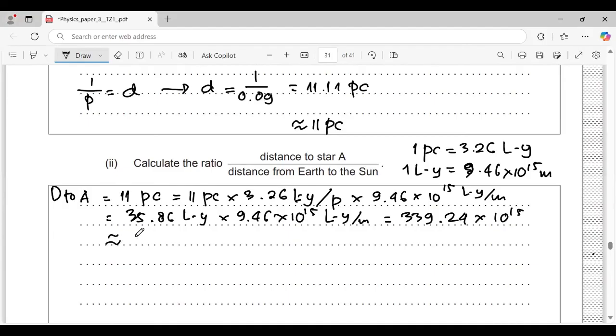And in significant figures, 3.4 × 10^17 meters. This is the distance to star A.